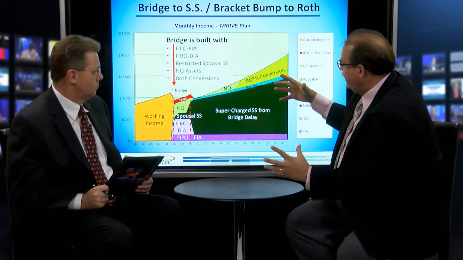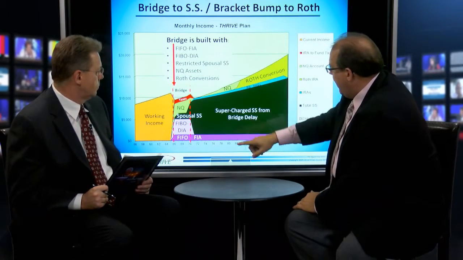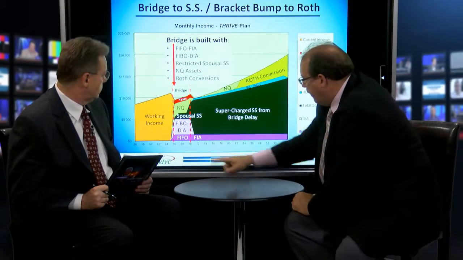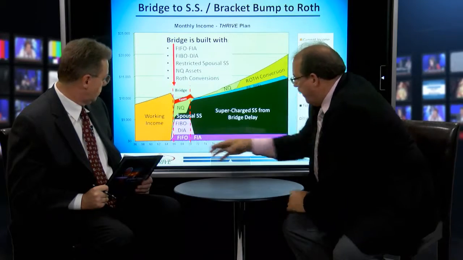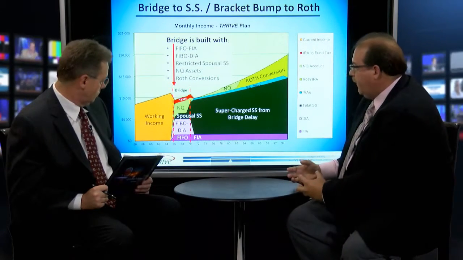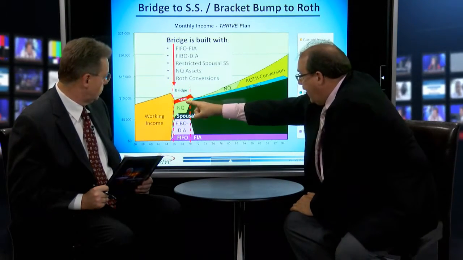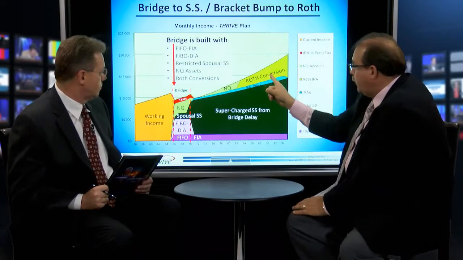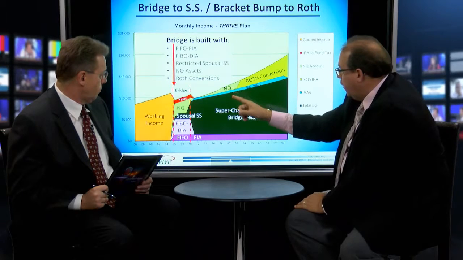So now we're maximizing Social Security and our non-qualified assets. You can see our FIBO DIA is down here. It's just a 5-year payout. Our FIFO FIA, in the bridge, is tax-free. Out of the bridge, it's 100% taxed. We're going to pay a bunch of taxes, but we're doing it in the compressed tax bracket, and we're going to convert those dollars to Roth. We are going to eat up our non-qualified dollars.